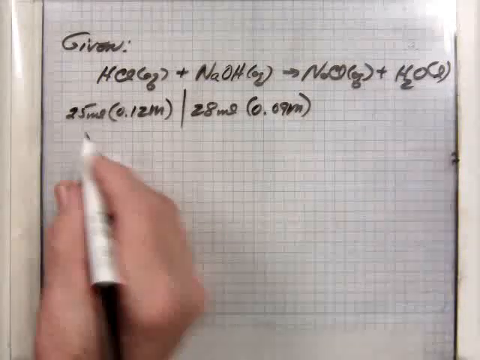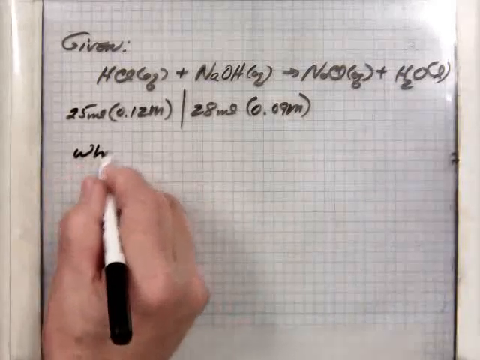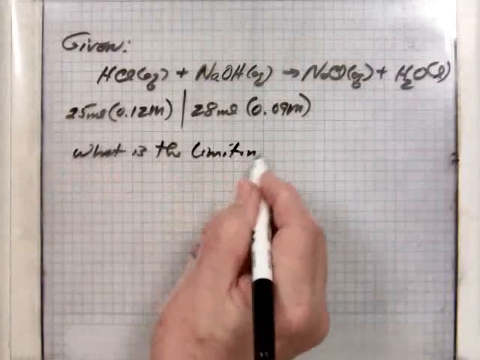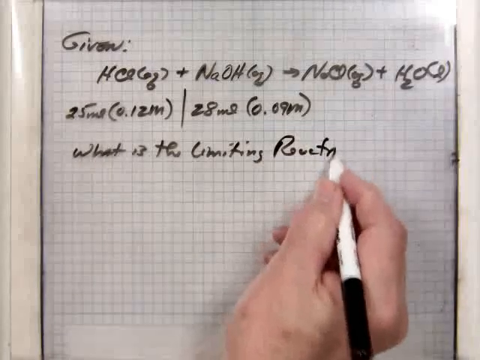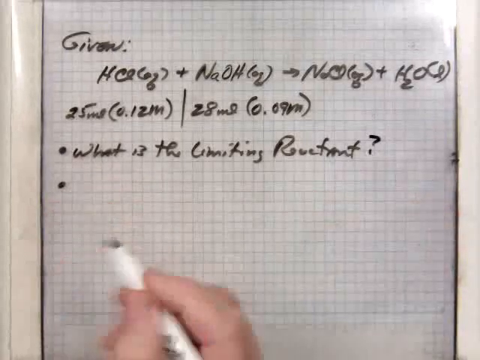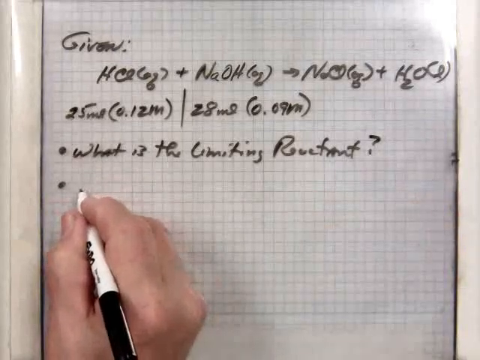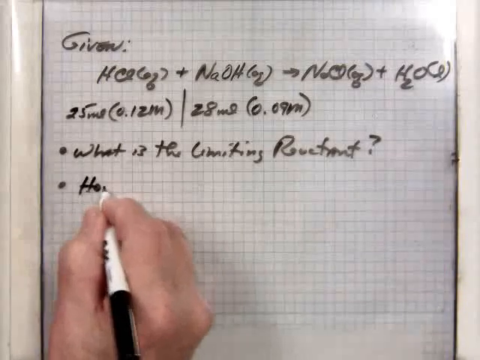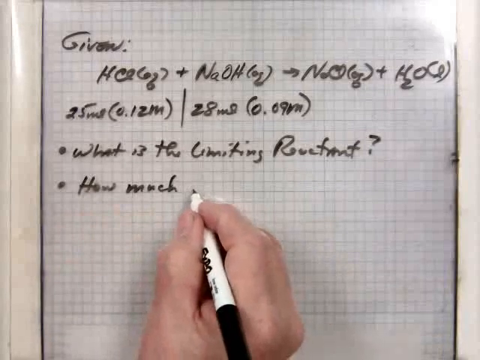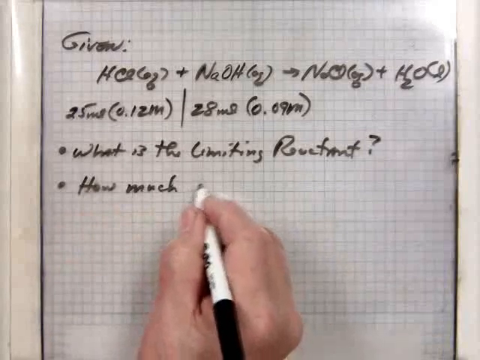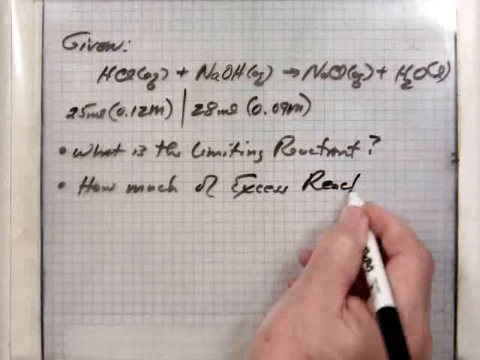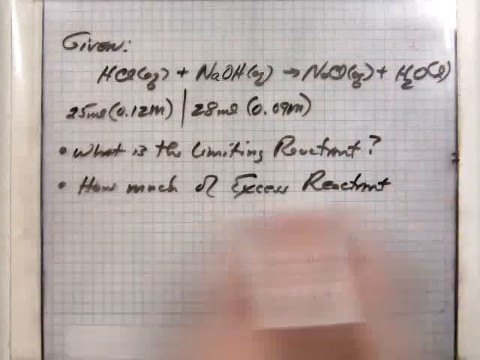Now the question is, what is the limiting reactant? That's 1. And how much excess reactant remains?